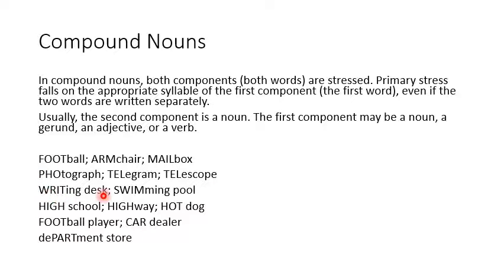عندنا writing desk. هنا الكومباوند noun عبارة عن كلمتين writing وdesk. زي ما حكينا القاعدة بتحكي stress falls on the appropriate syllable of the first component. مين ال first component؟ هي writing. طيب مين ال appropriate syllable؟ المقطع اللي هياخد الستريس في كلمة writing هو المقطع الأول. إذن writing desk. نفس الشيء في كلمة swimming pool. الكلمة الأولى فيها مقطعين بس الستريس على المقطع الأول. الكلمة الثانية هو noun، الشق الأول gerund.